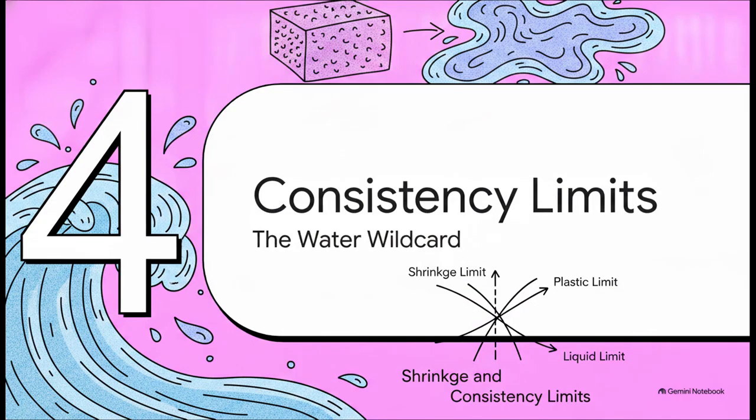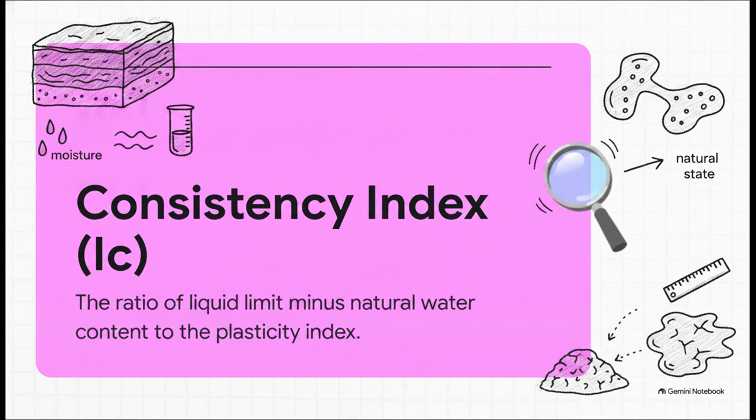Which brings us to Section 4, Shrinkage and Consistency Limits. Adding moisture totally transforms fine-grained soils, sometimes turning a rock-hard block into flowing soup. To measure this vulnerability, we use the Consistency Index, or IC. This is the ratio of the difference between the soil's liquid limit and its natural water content to its plasticity index. So the crucial point here is this index tells us exactly how the soil behaves right now in its natural, undisturbed state in the ground based solely on how much moisture it currently holds.